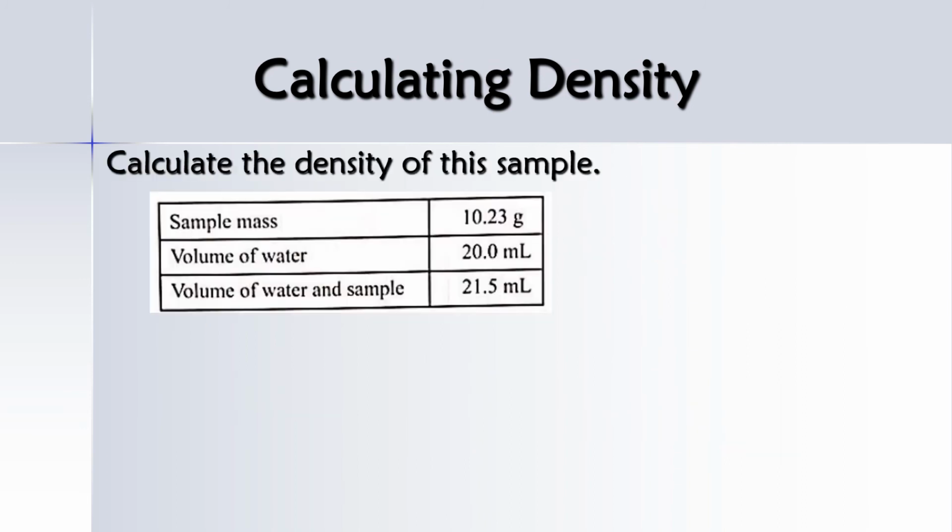Now this is the last question, but this is the type of question that we do get a lot in Regents. So I kind of wanted to go over this one with you guys as well. What you have to do here is calculate the density of this sample. What you are given is the mass of the sample, and then you are given two different volumes. You have a volume of water and sample, and you have a volume of water only. Neither of the two volumes is for the sample, but that's what we need.